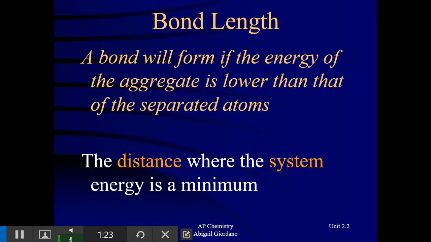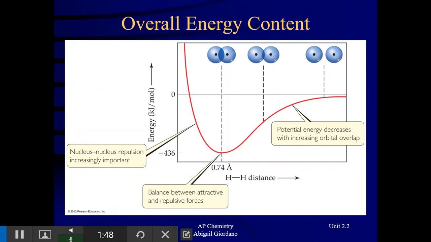We're also going to talk about bond length, okay, which is essentially the distance between these two atoms that are bonded. And we're going to see that two atoms will bond and the distance between them is determined by energy. Energy is always key, where the energy is at a minimum. And this will make more sense looking at this graph.